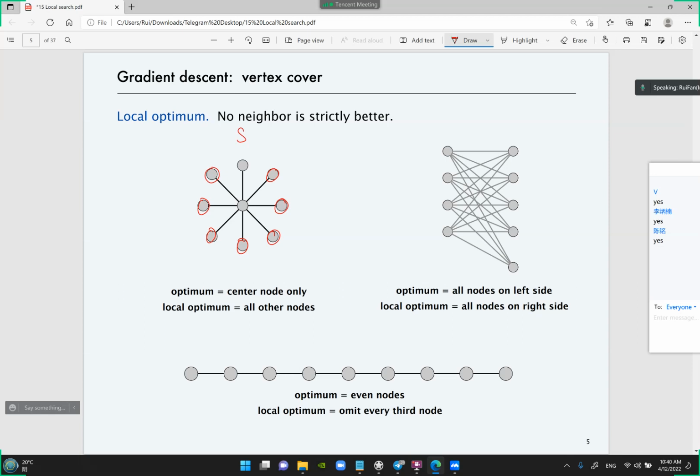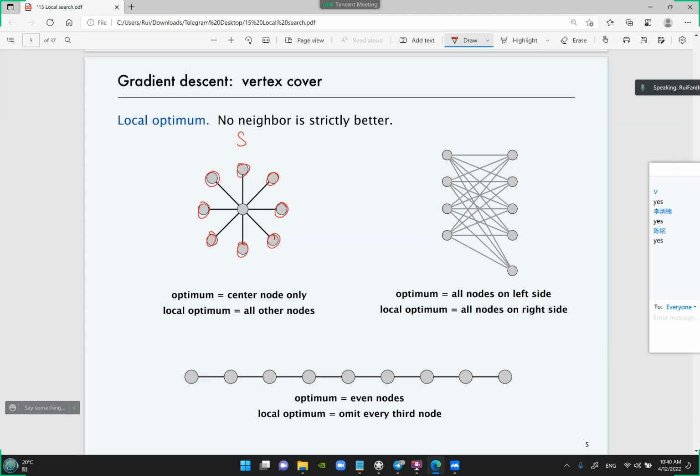Okay, so starting from S, if you move to any neighbor, then you have to remove one of these outside nodes, and that is not going to be a vertex cover anymore. So therefore, S does not have any neighbors which are also vertex covers. So therefore, S is a local optimum. Okay, but of course, S is not the global optimum, because the global optimum would just pick the center node, right? You don't want any of the side nodes.